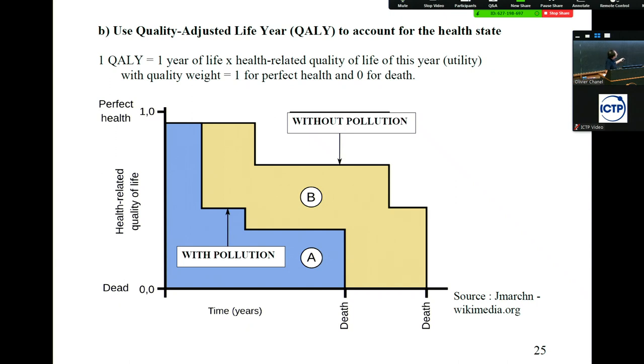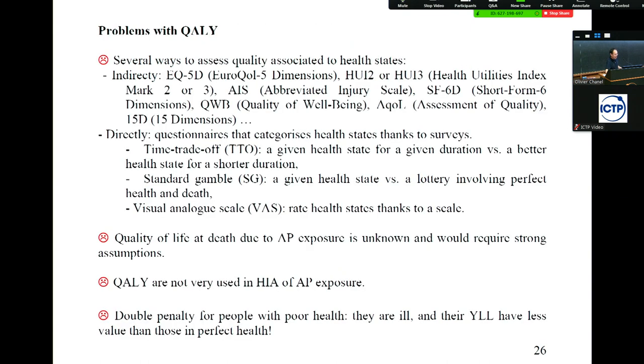And then without pollution, you have this. With pollution, you have this. Oh, it's the reverse, I think. No, it's that. Without pollution, you live longer and in better health here. With pollution, you imagine that you have a chronic illness here that decreases your quality of health, and then you die earlier. And the difference between these two surfaces is going to give you the number of quality-adjusted life years, and then you apply a value to this, a VOLY, the value of a life year lost, times the quality, and you get an evaluation of the death due to moving from the state without pollution to the state with pollution. There are several issues, but I think I'm going to skip them.